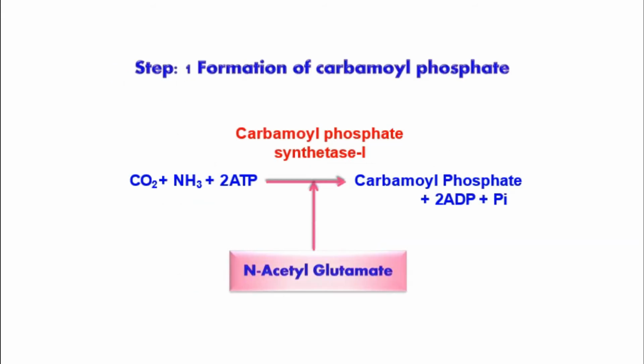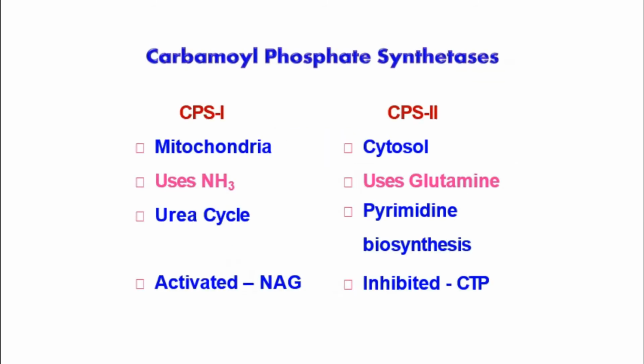So this is what happens in the first stage. The first stage forms carbamoyl phosphate. Who is playing the role of enzyme here? Carbamoyl phosphate synthetase 1. The ammonia, with the help of carbon dioxide, is condensed into carbamoyl phosphate. For this reaction to take place, we need 2 ATPs. And also, to maintain this reaction, we need the help of N-acetyl glutamate.